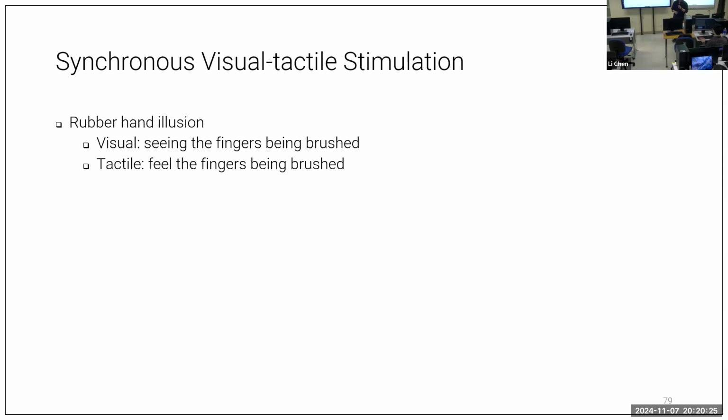And also, for your information and reference, a perceptual illusion that we always use is the rubber hand illusion. If we generalize the rubber hand illusion, then we're basically talking about synchronized visual and tactile stimulation. Okay, still remember the rubber hand illusion? The visual stimulation is very straightforward, right? You see the fingers being brushed, although it's not your finger, right? But for the tactile, you can feel the fingers being brushed, and this time you feel it through your own fingers, right? So this is about synchronized visual tactile stimulation.